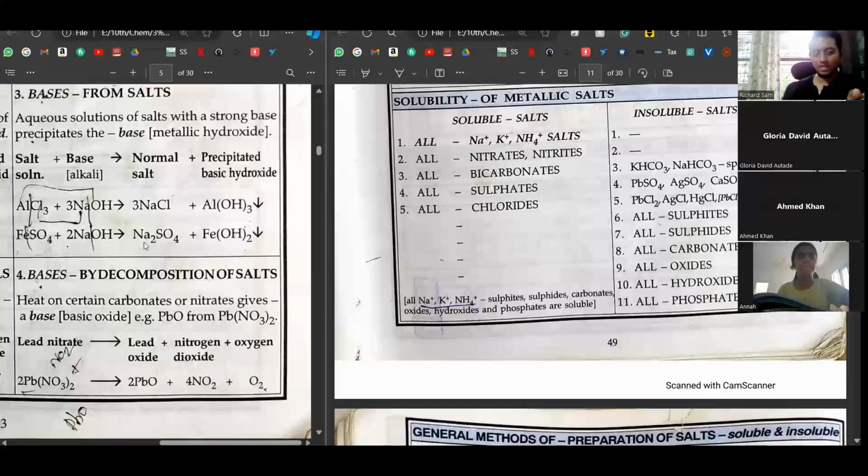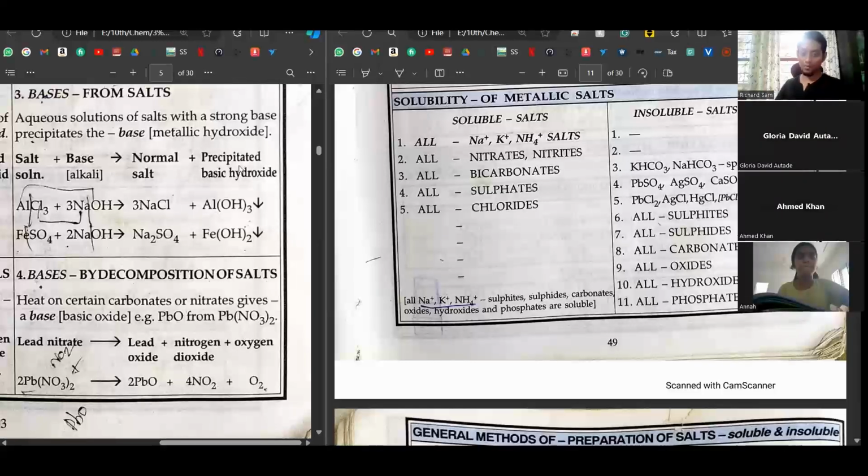FeSO4 plus NaOH gives Na2SO4 plus Fe(OH)2. So here, let's look at the table and see. Is FeSO4 soluble or insoluble? Ferrous sulfate or iron sulfate. It's a sulfate. All sulfates are soluble, and Fe is not in the exceptions. NaOH, soluble because of Na. And Na2SO4, soluble because of Na and also because of SO4. And then Fe(OH)2, insoluble. Why? OH. All hydroxides are insoluble. Okay. So you see, every reaction you'll need to know this.